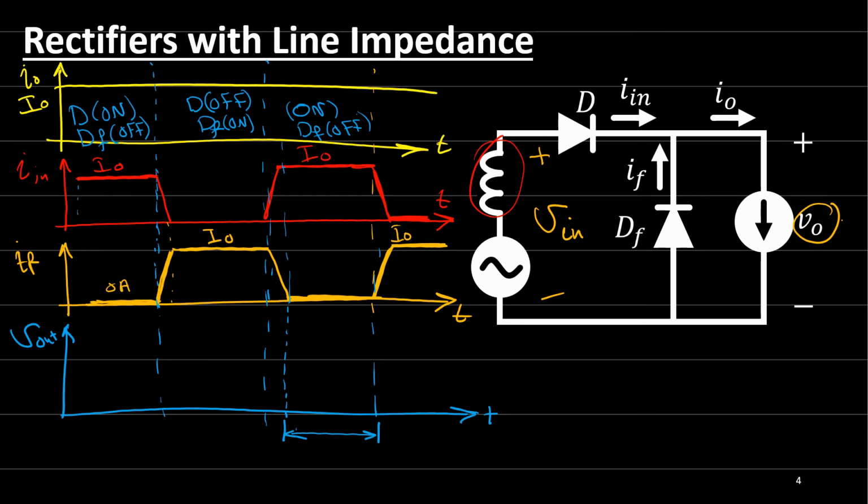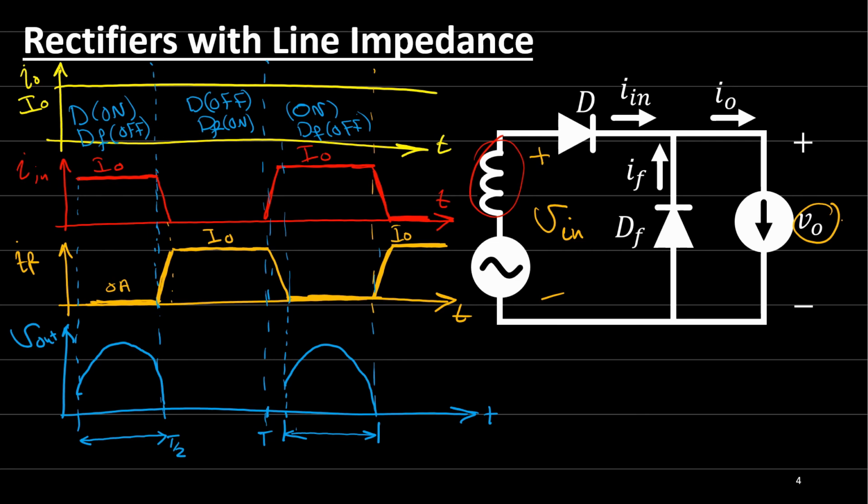And the same thing for this period. Let's say that this is T over 2, and this point here is T. So the voltage here will be equal to the input voltage, and here is the same thing. It's just the positive side of the sine wave.